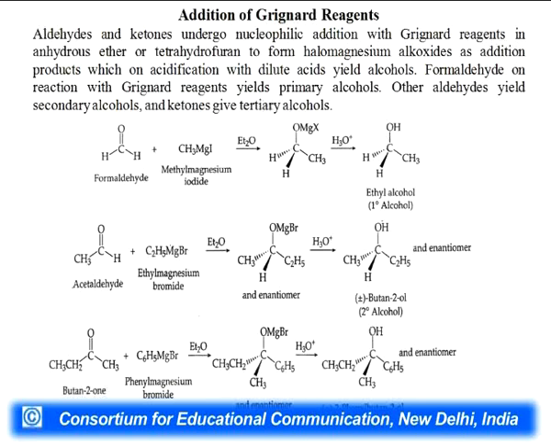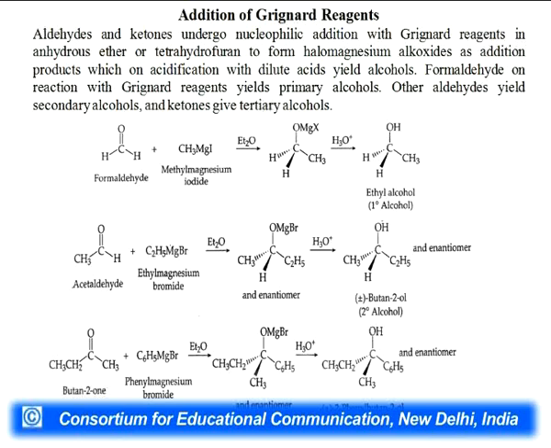Next reaction is the nucleophilic addition of Grignard reagent. You know what Grignard reagents are? We have discussed them in a previous lecture. These are RMgX, an alkyl or aryl group with magnesium and halide ion. Aldehydes and ketones undergo nucleophilic addition with Grignard reagent in anhydrous ether or tetrahydrofuran to form halomagnesium alkoxide as addition product, which on acidification with dilute acids yields alcohols.